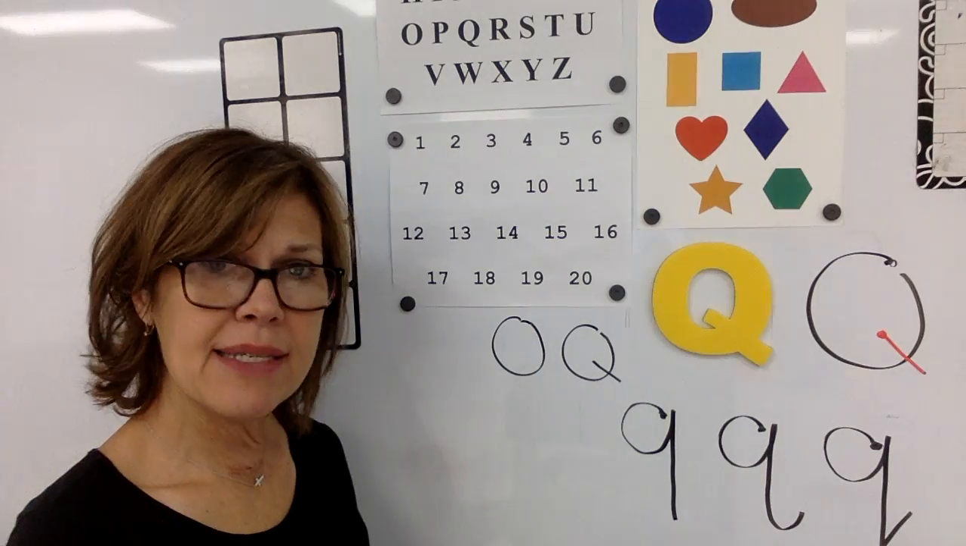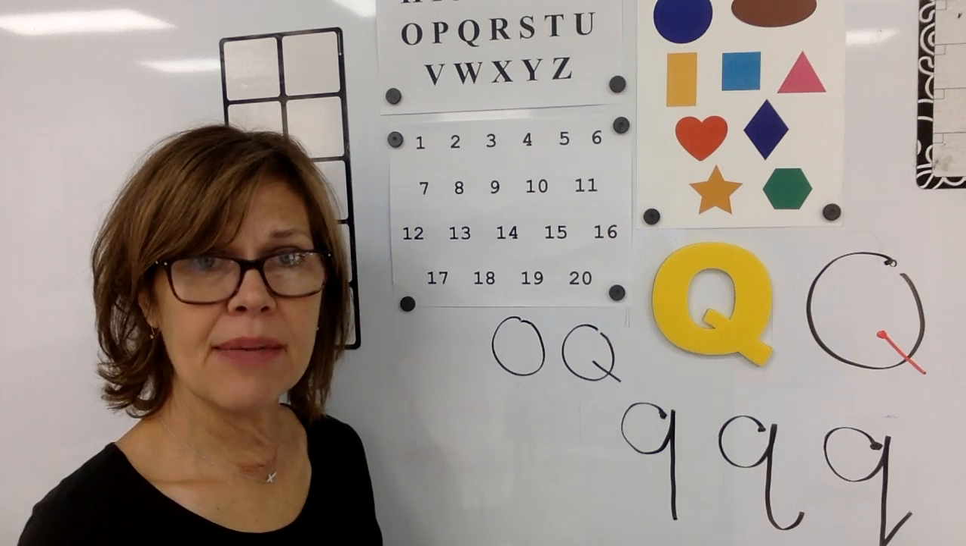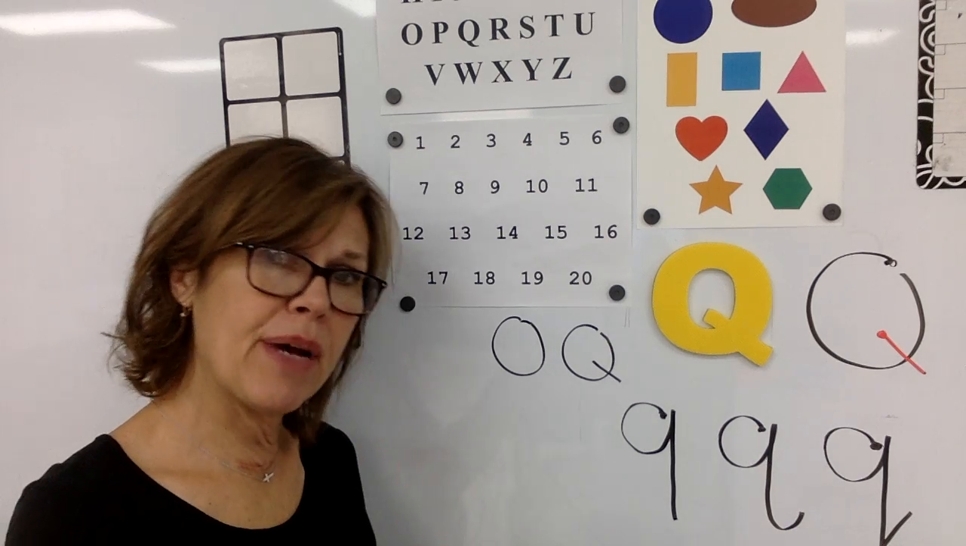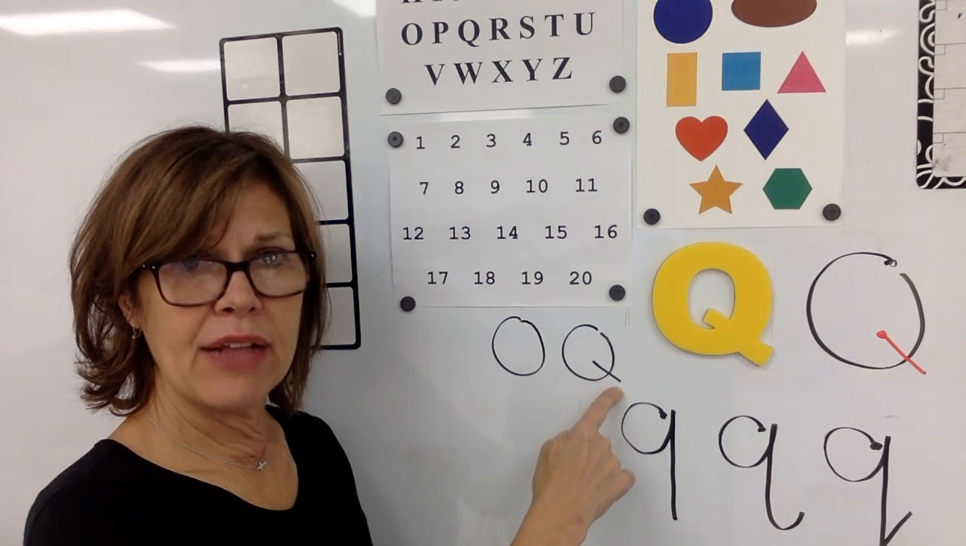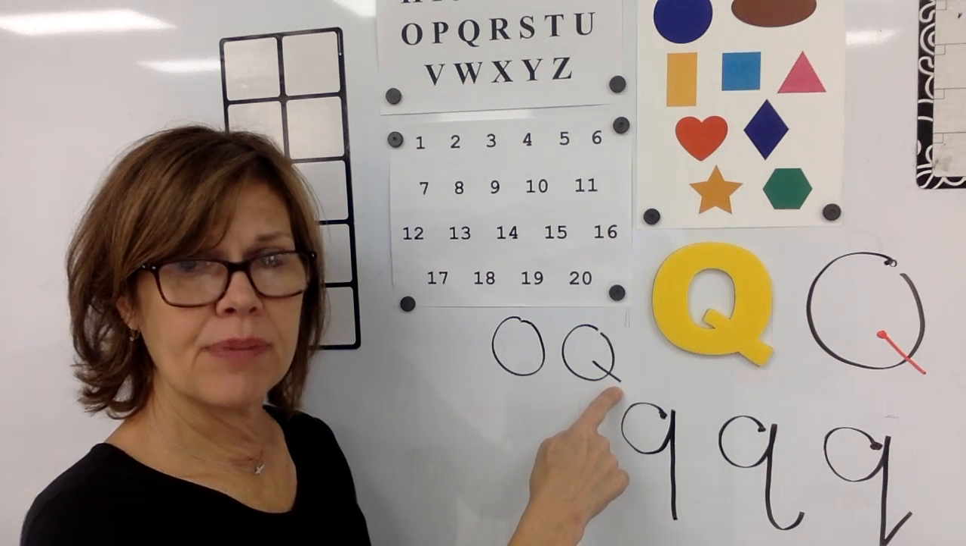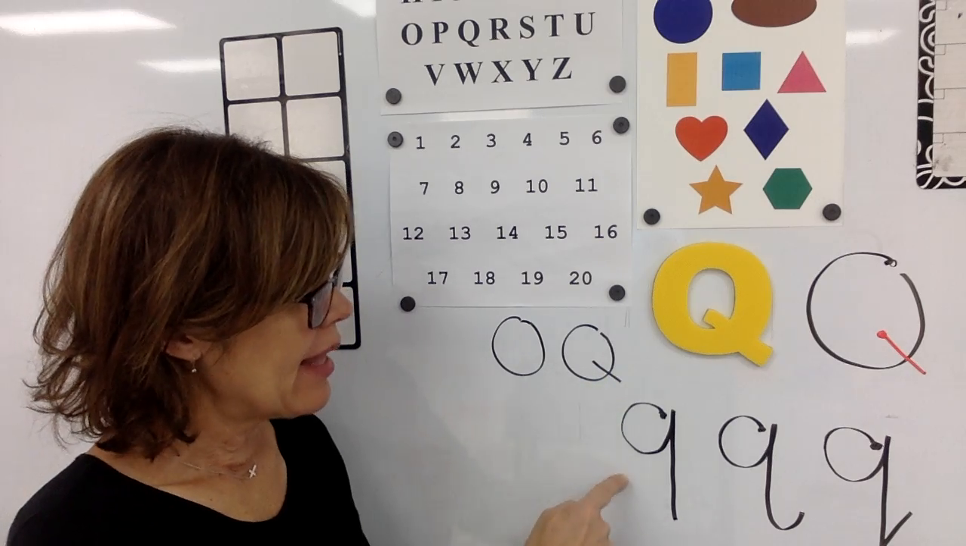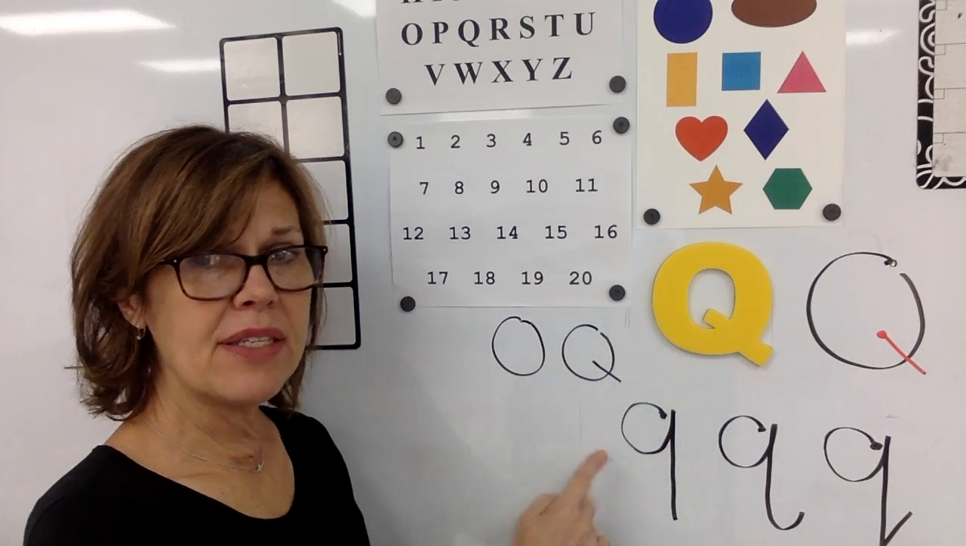Have you ever seen a bicycle that has something called a kickstand? It's a thing that you flip down so your bicycle won't fall over. It kind of leans on it. That's what the Q's line looks like to me, like a kickstand. All right, so this is the letter Q, the uppercase Q, and this is the lowercase q.